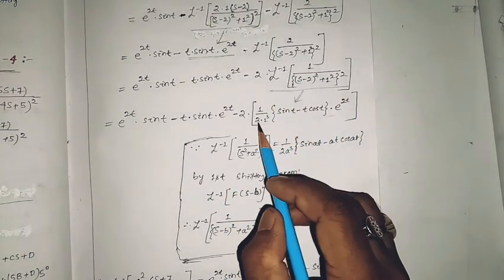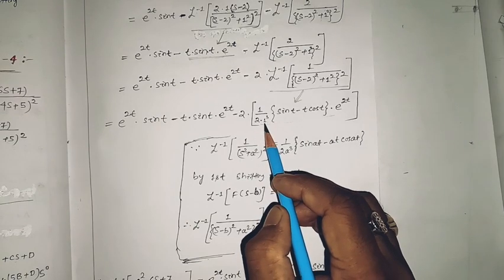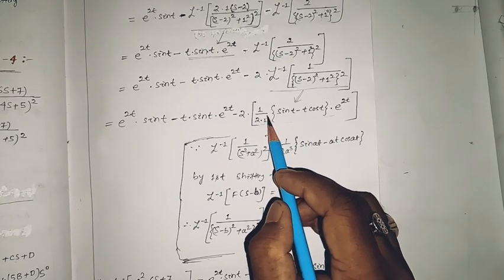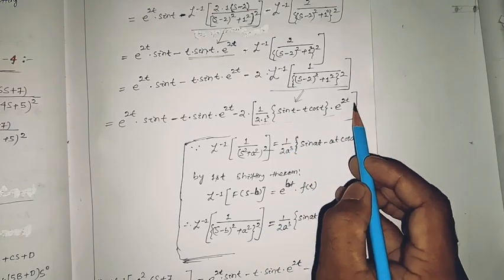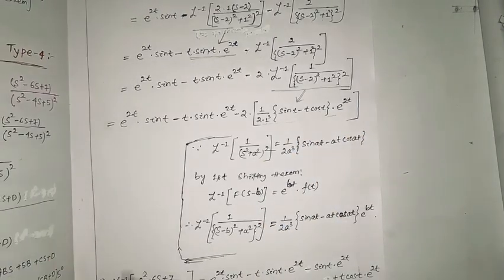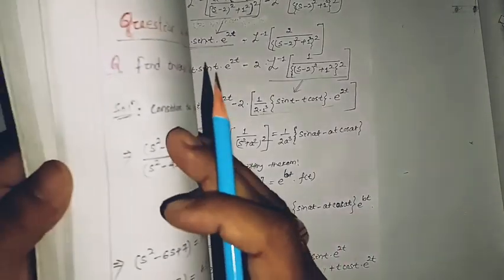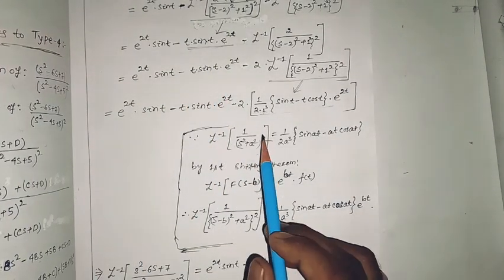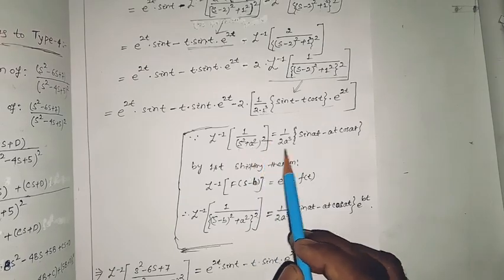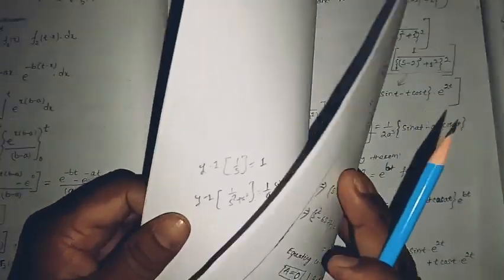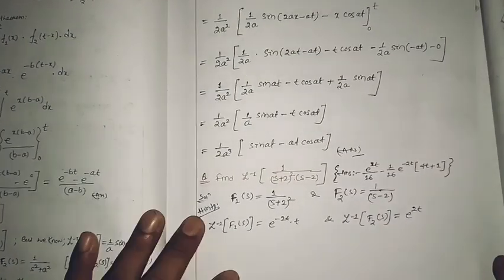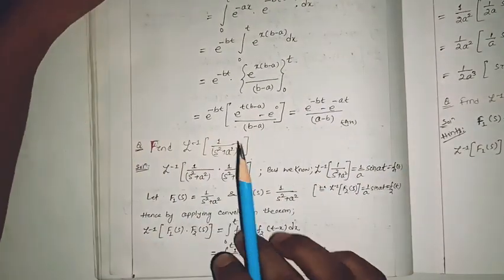The value is this one: 1 by 2 into 1 to the power 3, (sine t minus t sine t cos t) into e to the 2t. How? We already solved this numerical, that is the inverse Laplace transform of 1 by (s square plus a square) whole square is this one. We have already solved it. You can check your notes, convolution, when we discussed the convolution. Okay, this one.